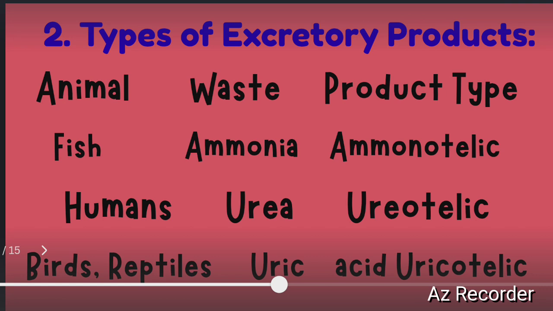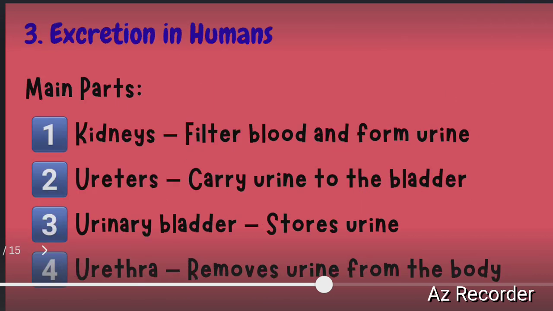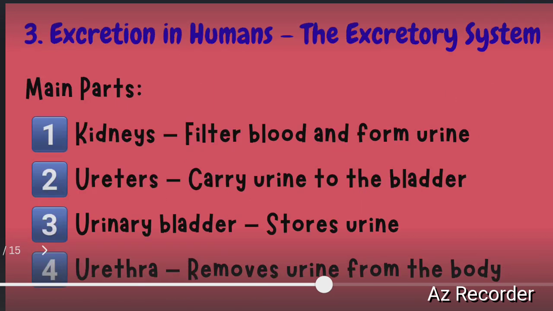So that type of animals we can call uricotelic animals, right? Based on the type of waste products they produce, we distinguish the types. Next, let's move on to excretion in humans, that is, the excretory system.